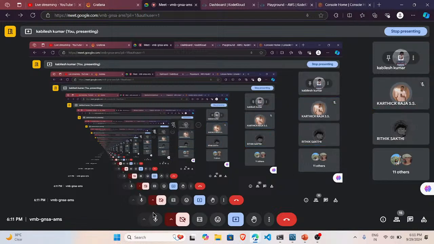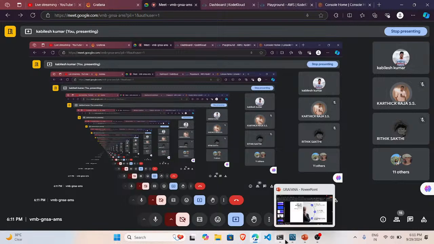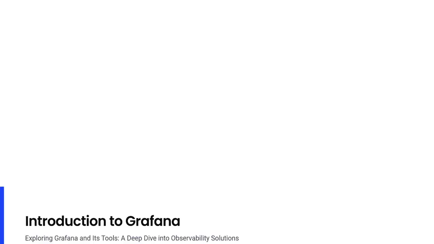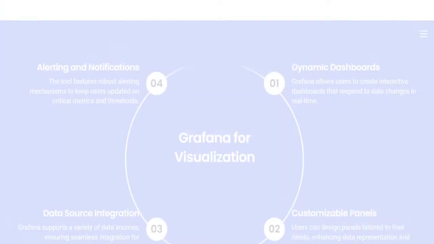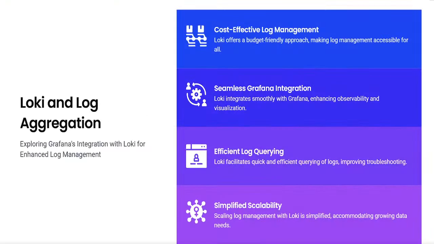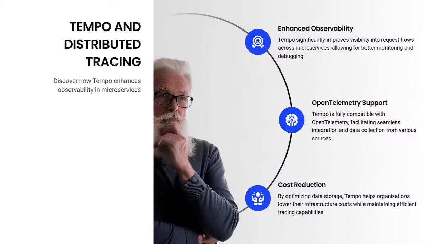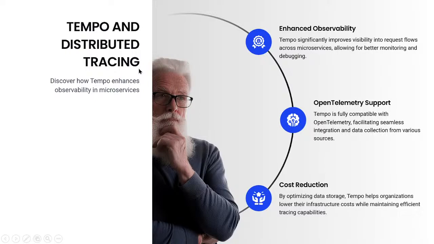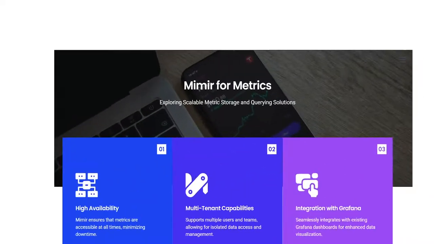Okay, we'll continue. As I mentioned previously, Tempo is used for tracing purposes. It enhances observability, provides OpenTelemetry support, and provides cost reduction.